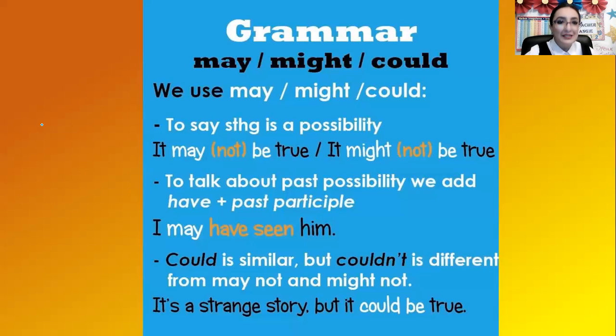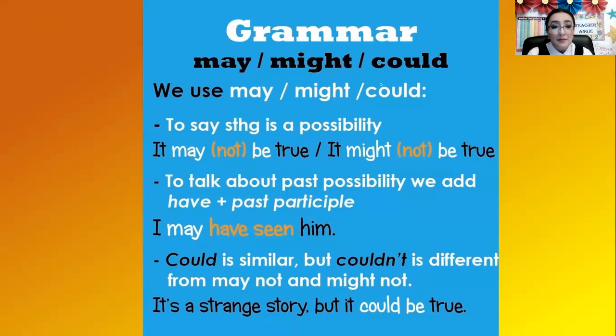Cool. For example, here, may, might, and could. We are going to be comparing. We use may, might, and could in order to say something that is possible. It may or may not be true. It may or might not be true. Or also, if you want to talk about past possibility, we add have plus past participle. I may have seen him.